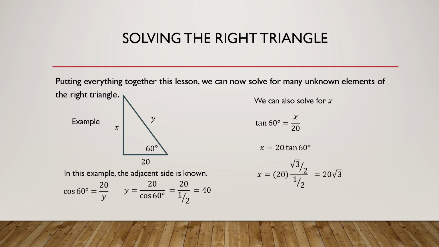20 times square root of 3 can be left as the final answer, or you may express it as approximately equal to 34.64 units, rounded to the second decimal, whichever answer is required for your assignment.